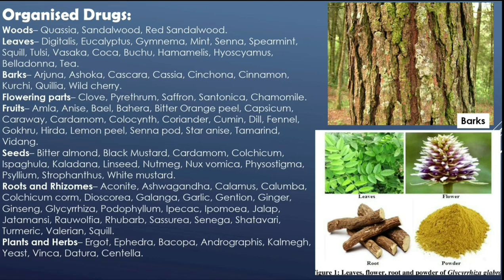The plants and herbs which are used as a whole plant or whole herb are ergot, ephedra, bacopa, andrographis, kalmegh, yeast, vinca, datura, centella. These are the plants used as a whole plant or herb. The hairs and fibers of the plants are also used as drugs. So cotton, hemp, jute, silk, flax, these are the plants whose hairs and fibers are used as drugs.